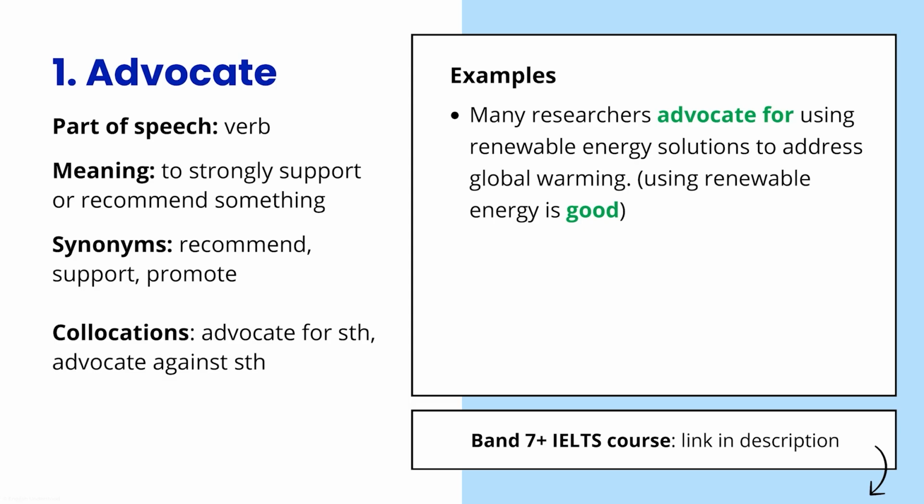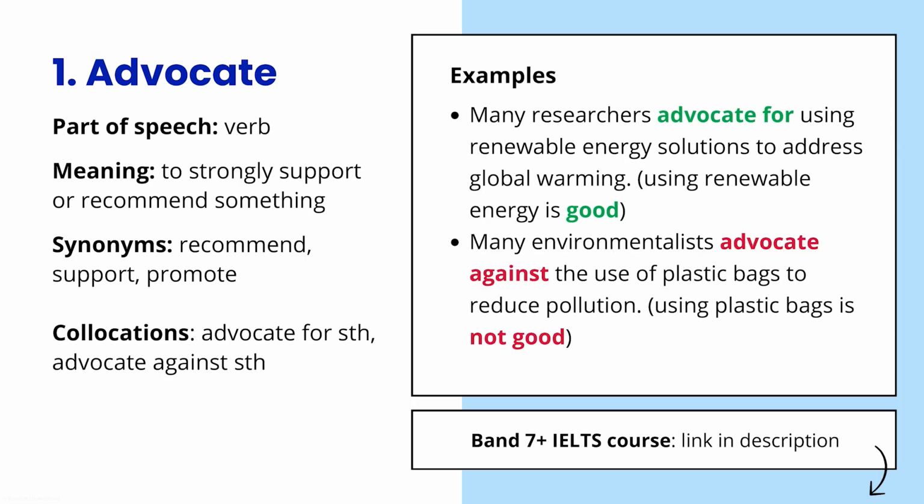So in this sentence, we're saying using renewable energy is good. That's what advocate for means. It means we think that thing is good. Now, on the other hand, look at this sentence. Many environmentalists advocate against the use of plastic bags to reduce pollution. So in this sentence, we're saying using plastic bags is not good. So you can see that we can use advocate in two different ways. We can use it to support something and say it's good, and we can also use it to say that we think something is not good and we don't support it. So advocate is a great word to use in task 2 when you want to show that you support something or you don't support something.